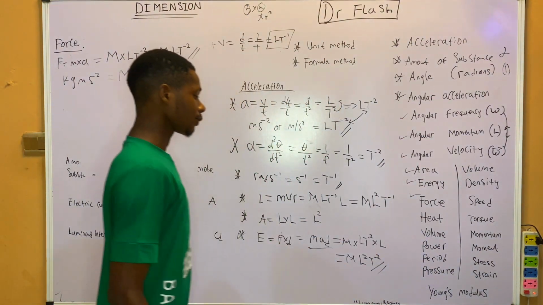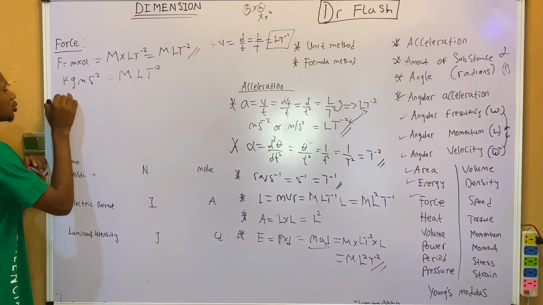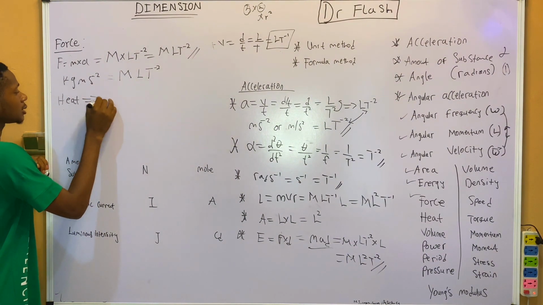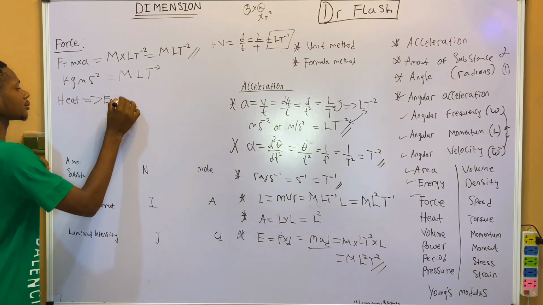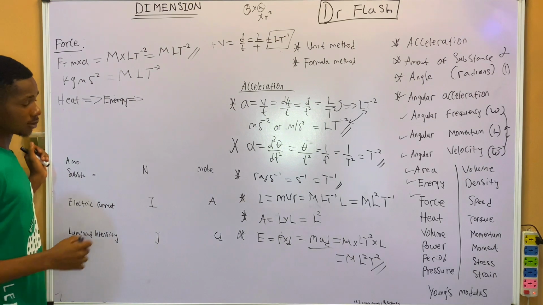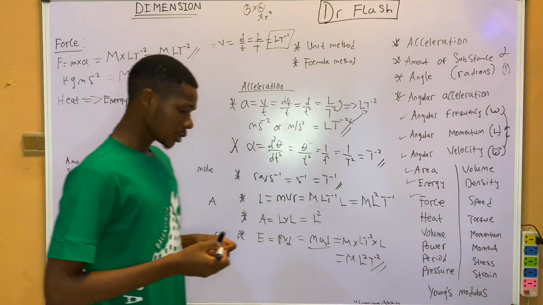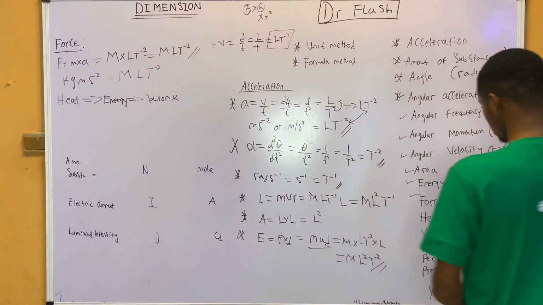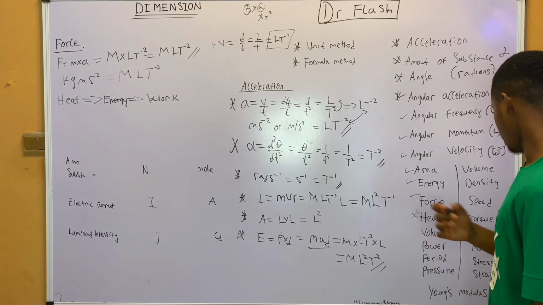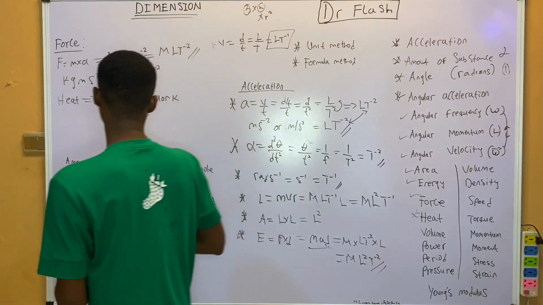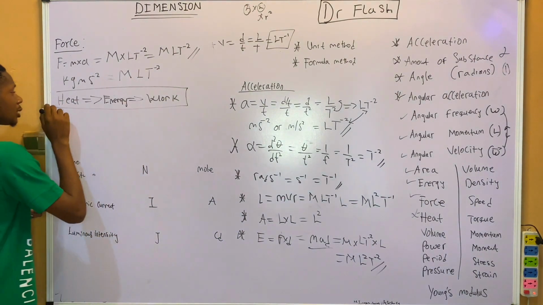Now the next one is heat. Heat is also same as energy, of which we've done energy. Okay, so I'm going to write it. Heat is same as energy, which is also same as work done. So basically these three guys, they have the same units in terms of dimension. So heat is same as work done, and it is same as energy. So basically these three have the same dimensional formula.